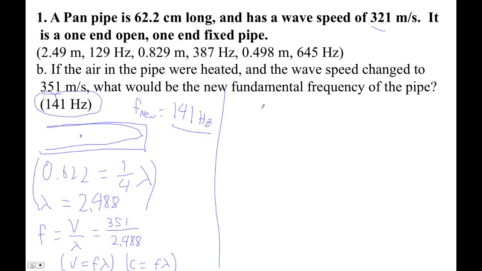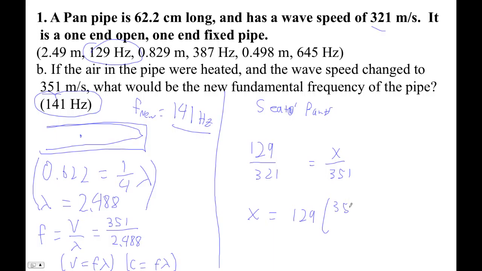So another way to do this, right? This is seat of the pants. Just set up a proportion, right? You knew from the previous problem that it was 129 hertz, right? So 129 is to 321 as x is to 351. Just do proportions, right? Okay, so x is going to be 129 times, just use this ratio, 351 to 321. That's all we change, right?